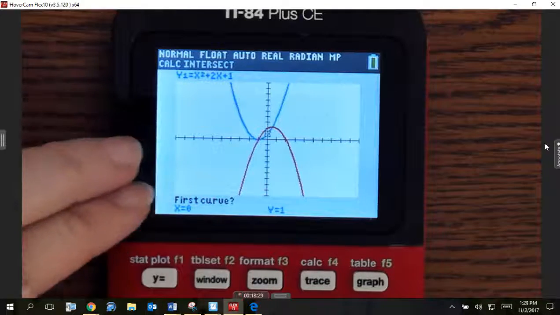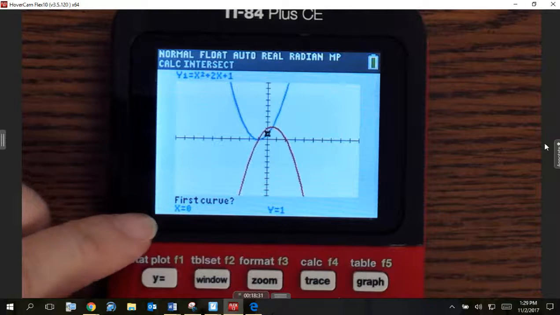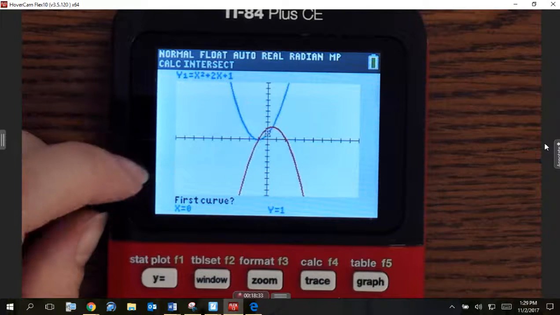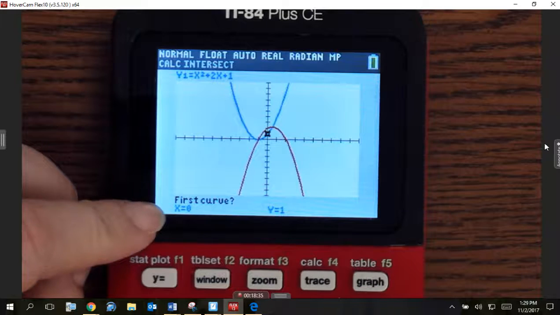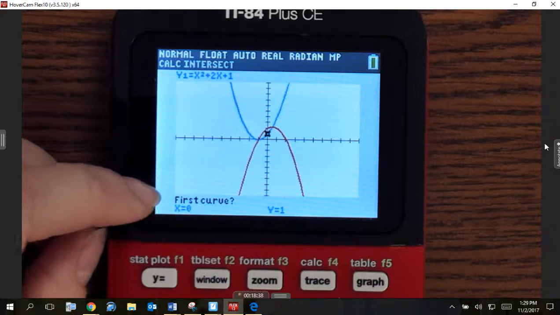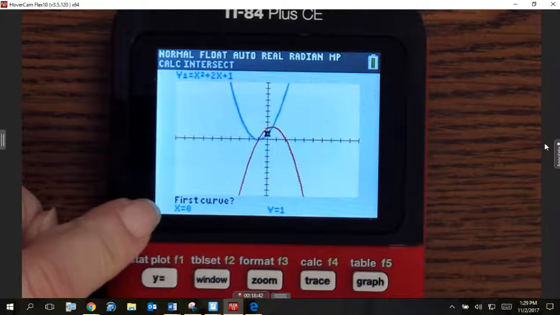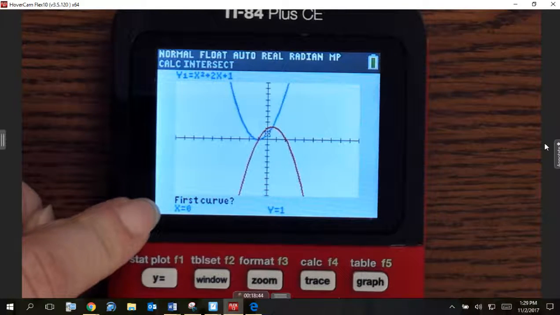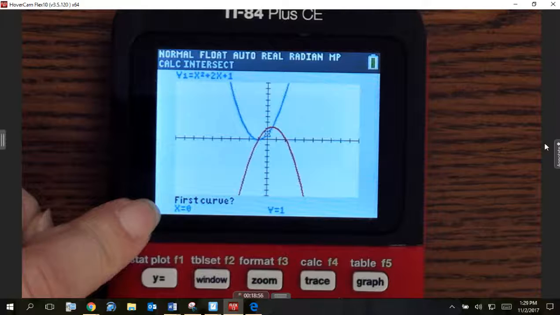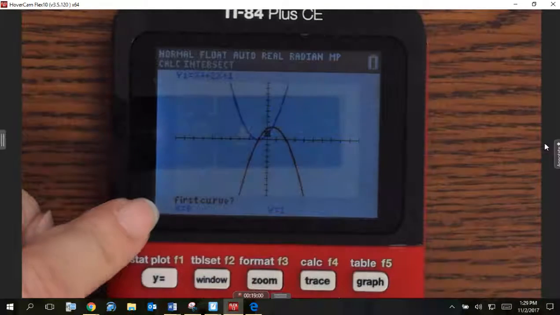Okay, so we're at second trace. Second trace was just calculate and then intersect. Are you there? At the bottom it says first curve. Now, if you have a color calculator, I just heard this yesterday, you can see by the color which graph it's sitting on. So mine's blue, and the first curve. If you are having a problem and you're not asking, I'm going to keep going, and then you're going to be even more behind. Okay, so I'm on the first curve.